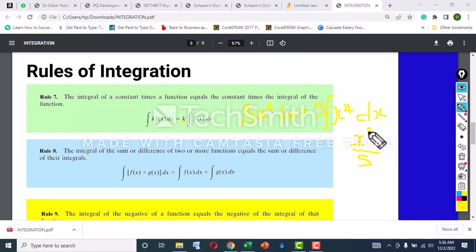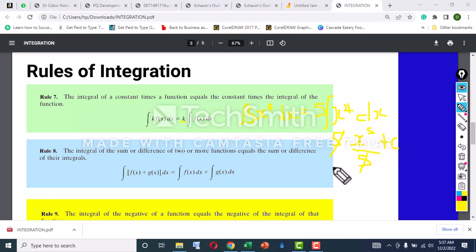Just always know that whatever is here is the one that is always here most times. So it will give x to the power 5 over 5. And remember, you still have the 5 here, so you still multiply it by that 5. But by the time you multiply it by that 5, this 5 will now cancel the 5. So now you have x to the power 5. And don't forget, add your plus c.